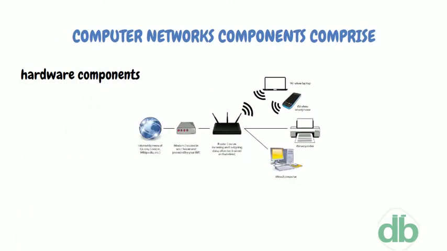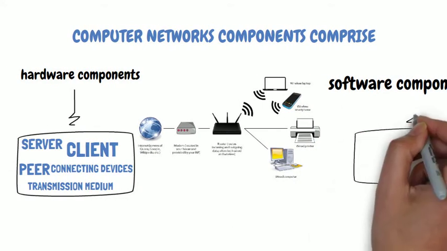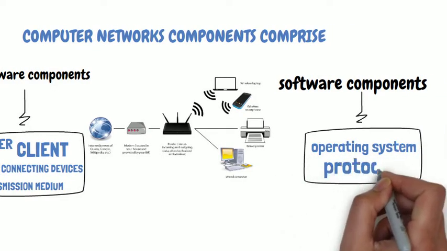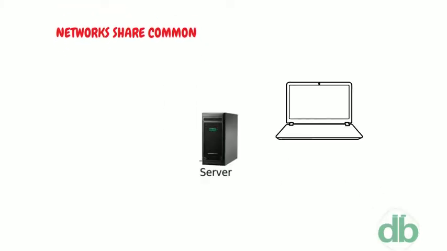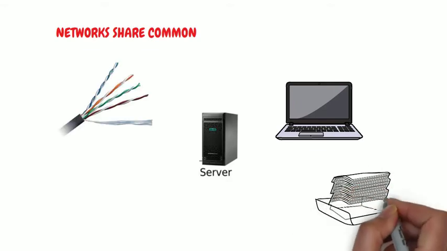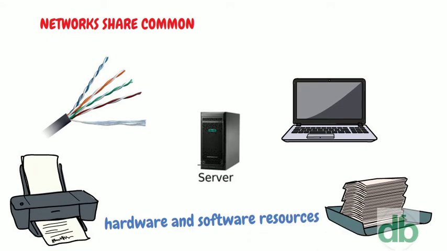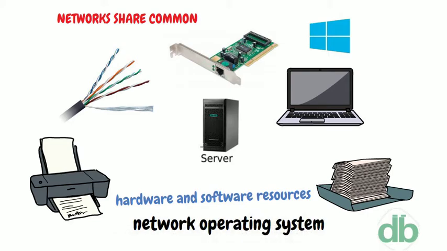The hardware components are the server, client, peer, transmission medium, and connecting devices. The software components are operating system and protocols. Networks share common devices, functions, and features, including servers, clients, transmission media, shared data, shared printers, and other hardware and software resources. Network interface card, local operating system, and the network operating system.